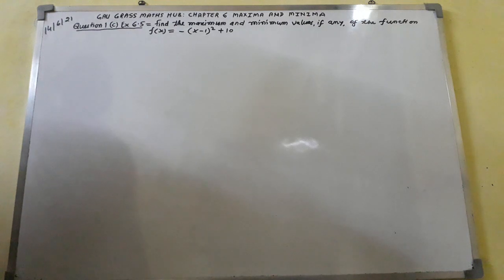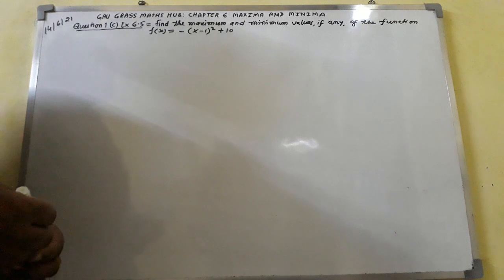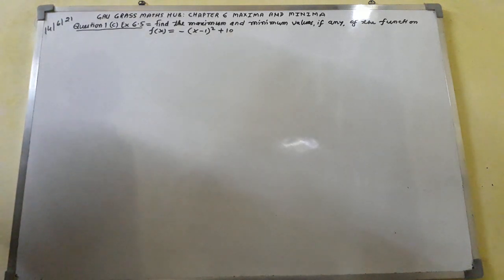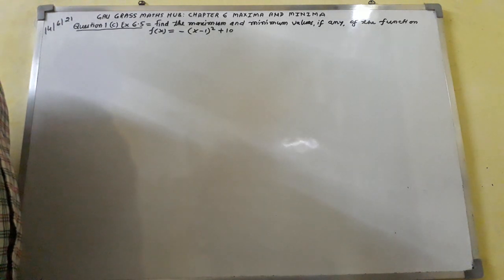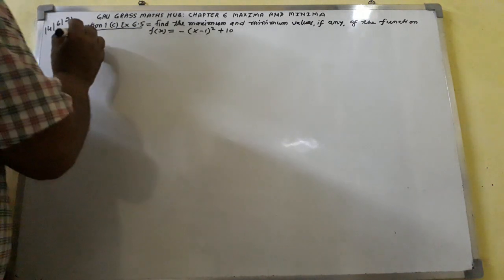I shall explain question number 1C that has been taken from exercise 6.5, chapter 6, maxima and minima. The question is: find the maximum and minimum values, if any, of the function f of x equal to minus (x minus 1) whole square plus 10. Here I shall write the solution.